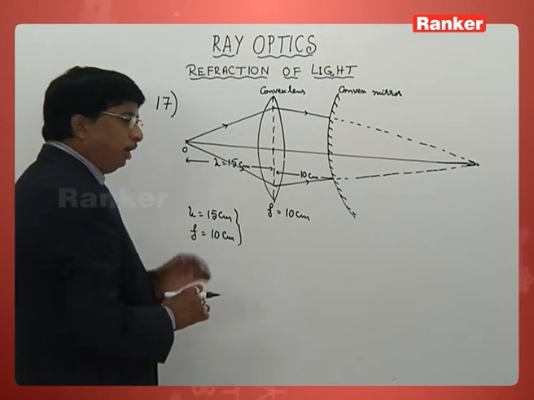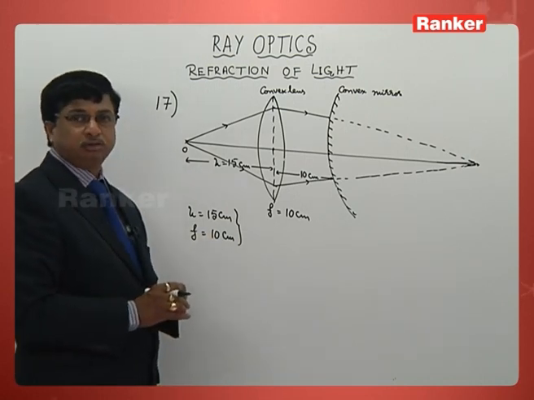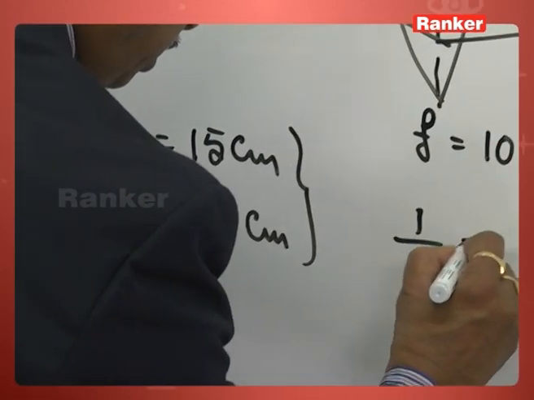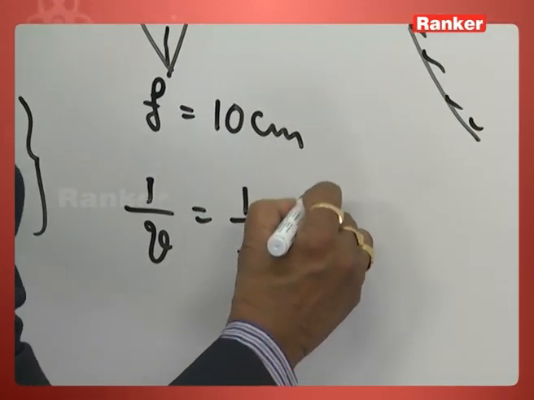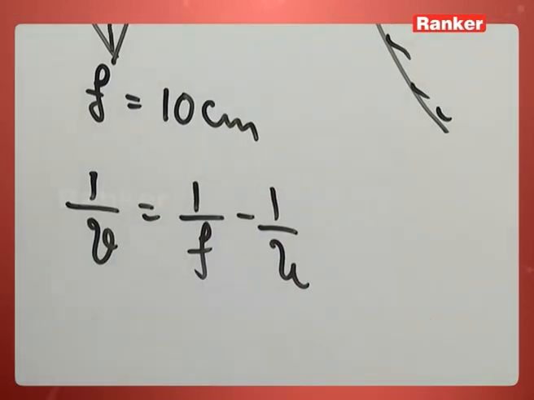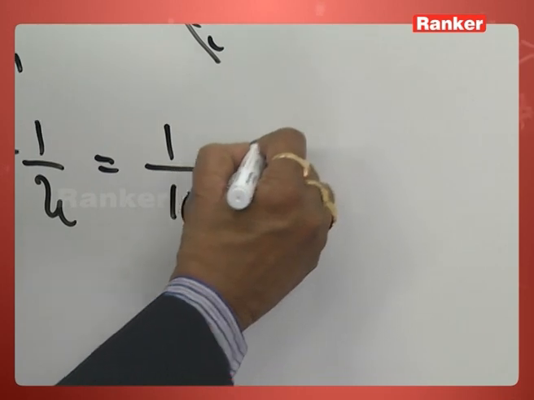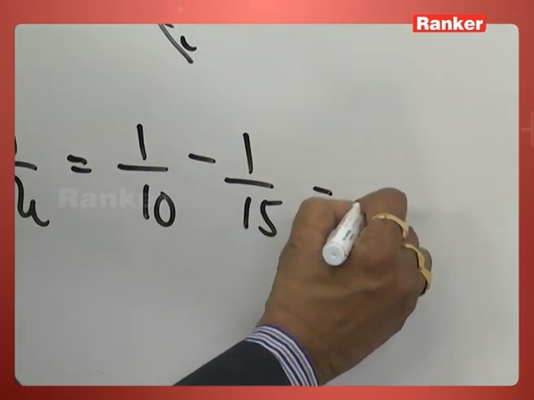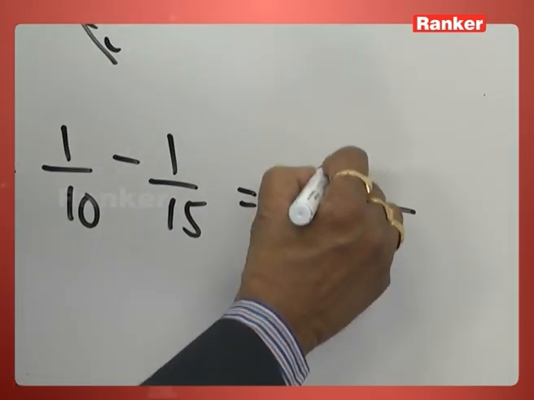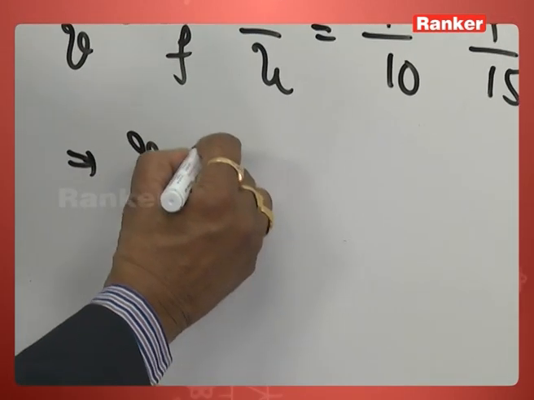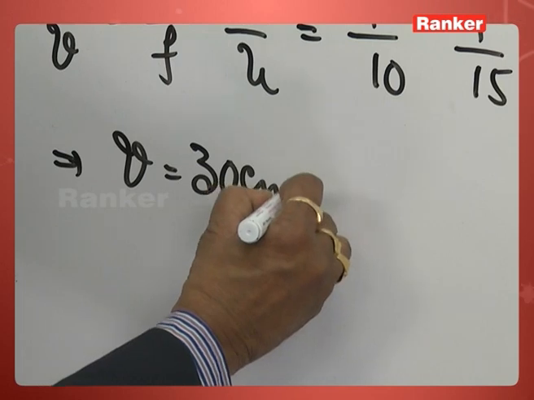What is the image distance we just have to take? So we can write 1/v = 1/f − 1/u. If I just take this one like this, 1/10 − 1/15, so this now 1/30 times. So v is going to be 30 centimeter now.